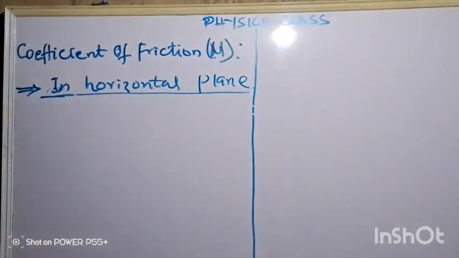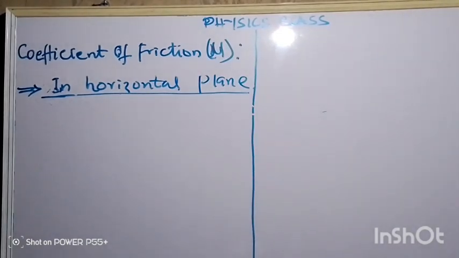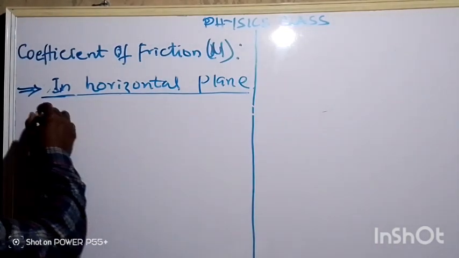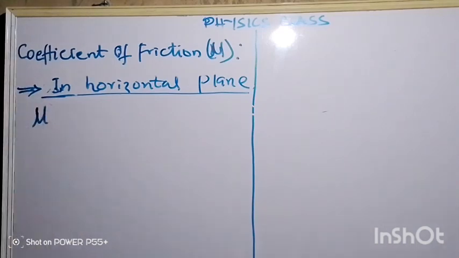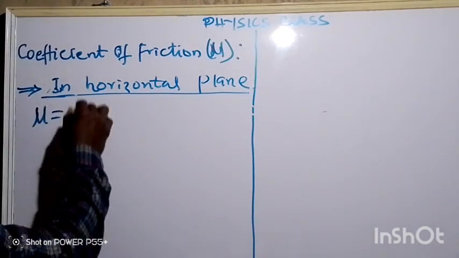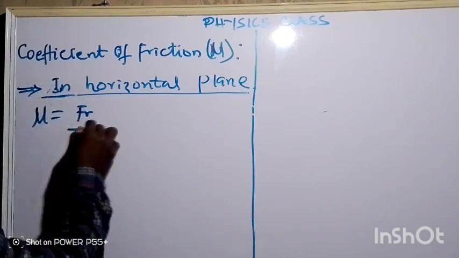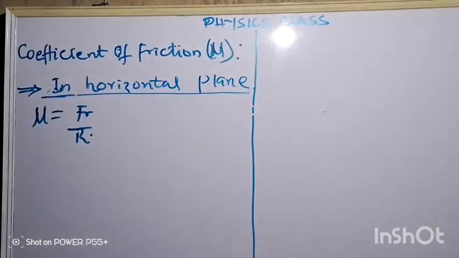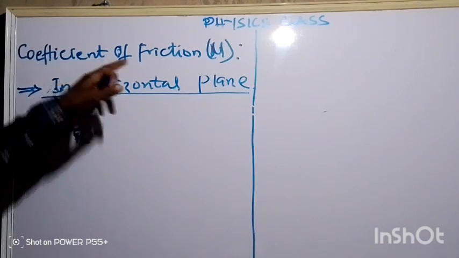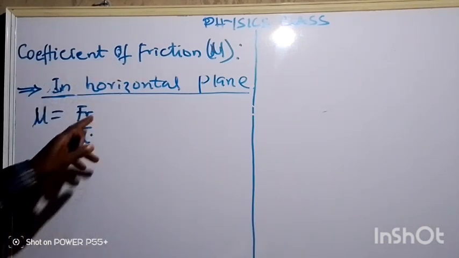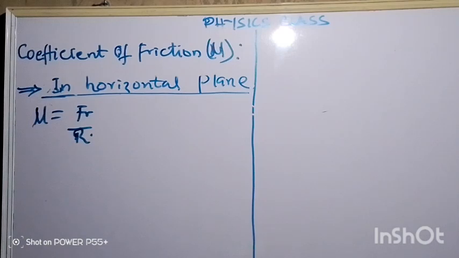In our last lesson, we promised that today we are going to look at coefficients of friction in a horizontal plane. And don't forget, by then we said the coefficient of friction, mu, is equal to the limiting frictional force over the normal reaction force. That is, mu stands for the coefficient of friction, F stands for the limiting frictional force, and R is the normal reaction.